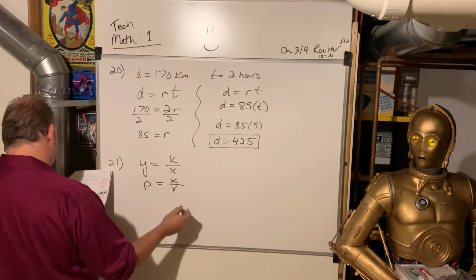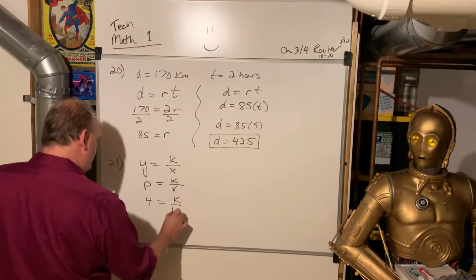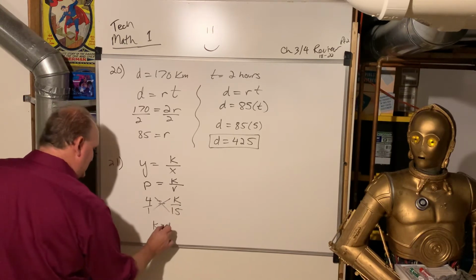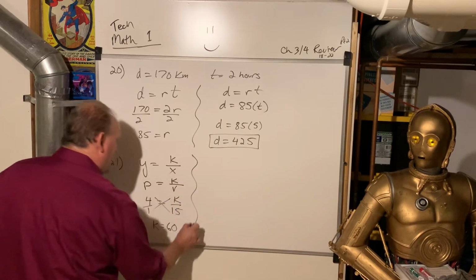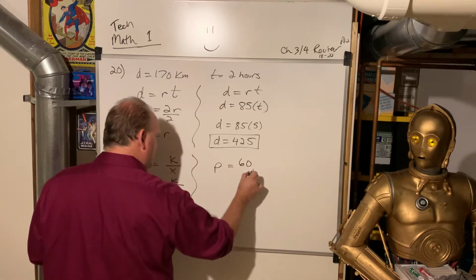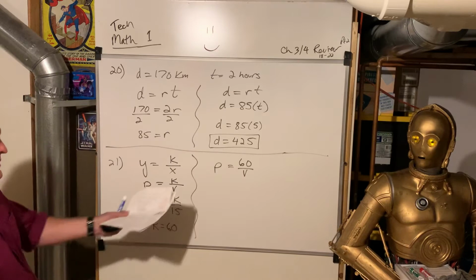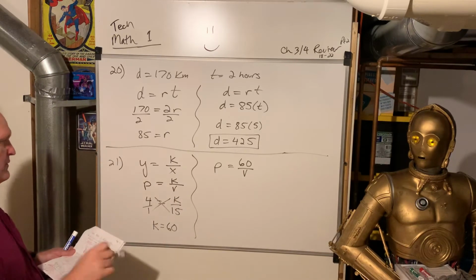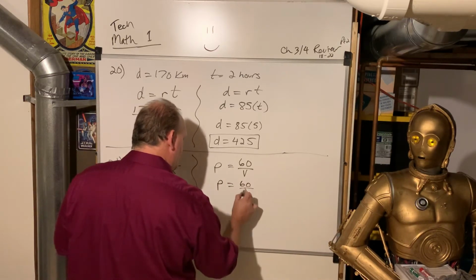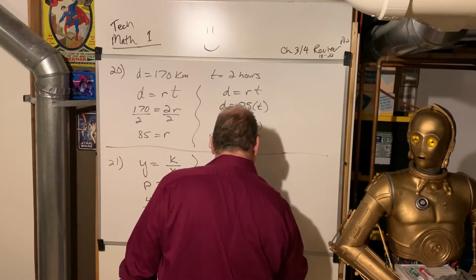Now we're going to give the stuff they gave us. They gave us p was 4 when v was 15. And then we cross multiply and solve. So we get k is equal to 4 times 15 is 60. So that's my k. Now we redo this equation, but instead of k over v, we put 60 over v. So there's our brand new equation: P is equal to 60 over v. And then they say, okay, what about when v is 10? Well, then p is 6. And that would be the kilograms per centimeter squared.